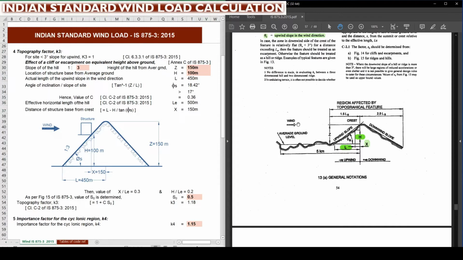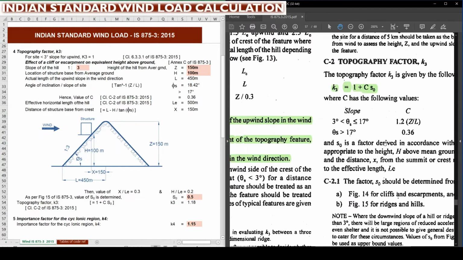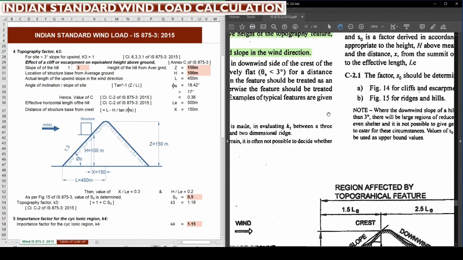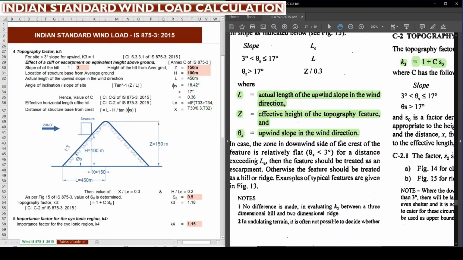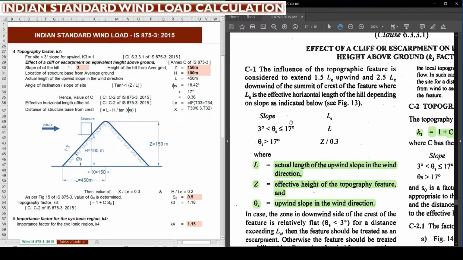So this is also defined in class C2. So for that we need to refer to this value. For slope 3 to 17 degree, we can consider the value of L directly for LE. If the slope is greater than 17 degree, then the formula we need to apply to find LE is Z divided by 0.3. So we have Z as 150 and divided by 0.3, we are getting 500 meter.